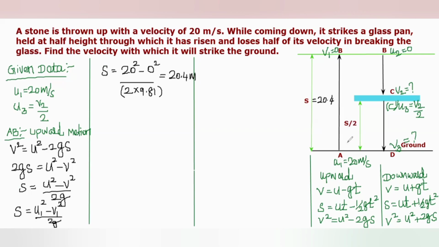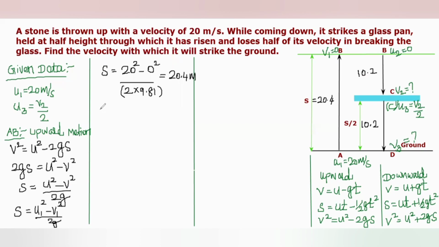Okay, that means this value equals 20.4. Then what will be half of the value? S by 2, where the glass pane is going to be kept. So that will be half of the previous value. It means that this will be 10.2. If this is 10.2, we know that this is also 10.2. Okay, so this is also the half distance, this is also the half distance. So both will become 10.2.